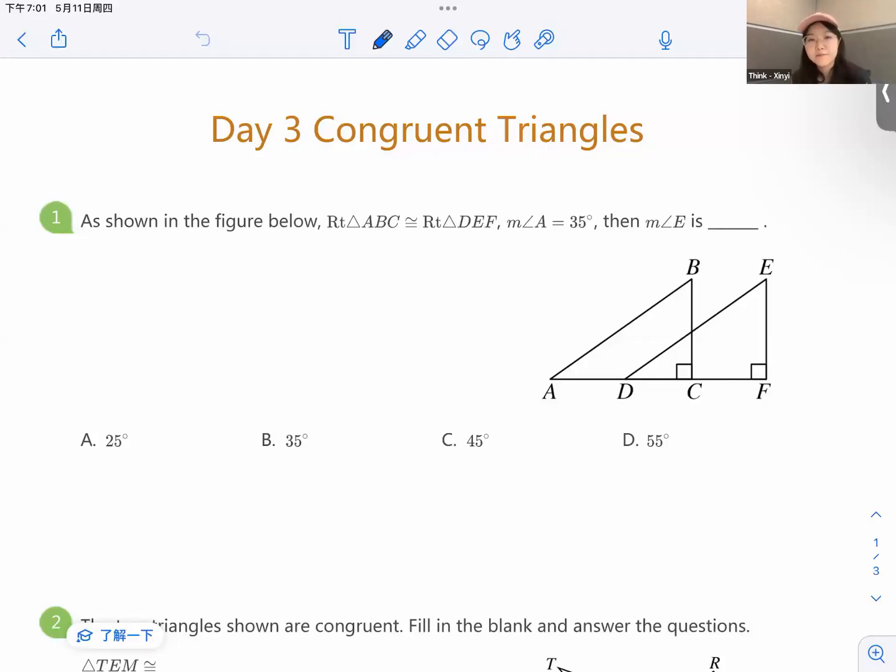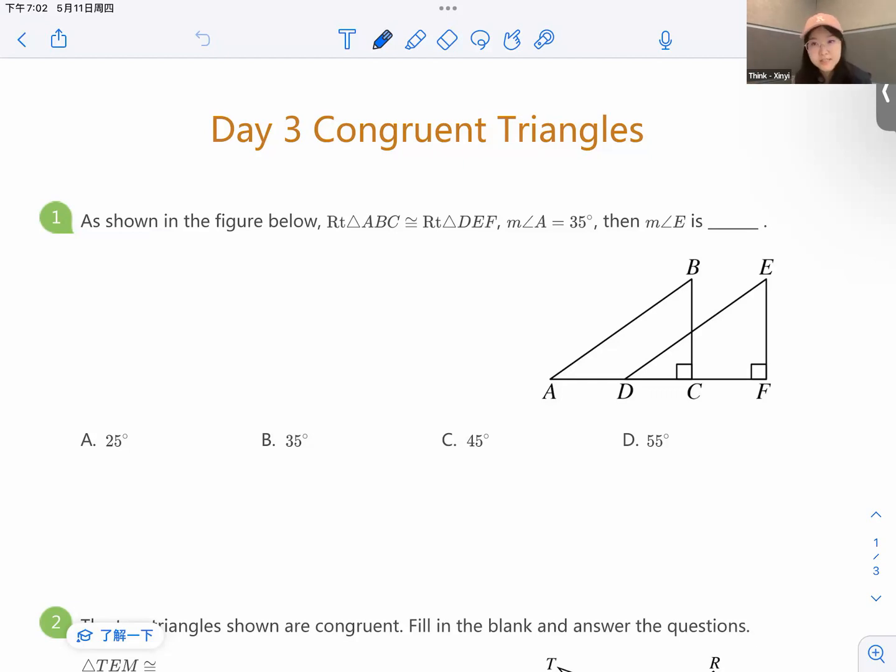So for the previous 2 days, we had a very quick review of quadratic functions as well as their word application problems. And in day 2, we had a review of the translations of different functions. So today, from day 3 to the end of the daily challenge, we will review the geometry part. For the first day of the geometry part, we have the review of congruent triangles. Okay, so let's see.